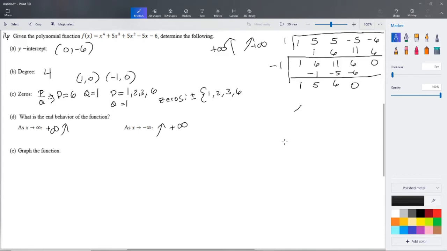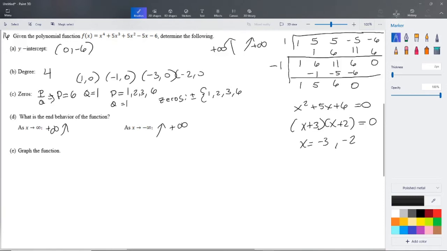So then what's left over? Well, we have x squared plus 5x plus 6 equals 0. We should be able to factor that. How about x plus 3 times x plus 2? 3 times 2 makes 6, and 3 plus 2 makes 5. So that means x is going to be negative 3 and negative 2. And so the other two zeros here are going to be negative 3, 0 and negative 2, 0. So we've got our x-intercepts now, and now we can actually graph it. We've got everything we need to graph this.